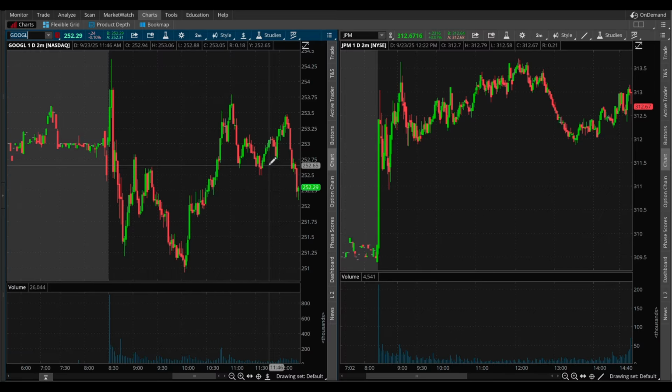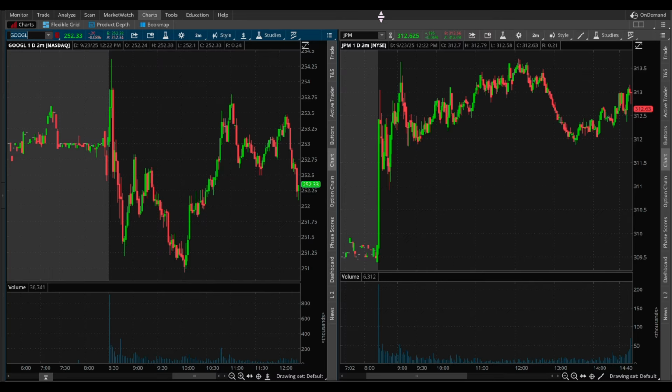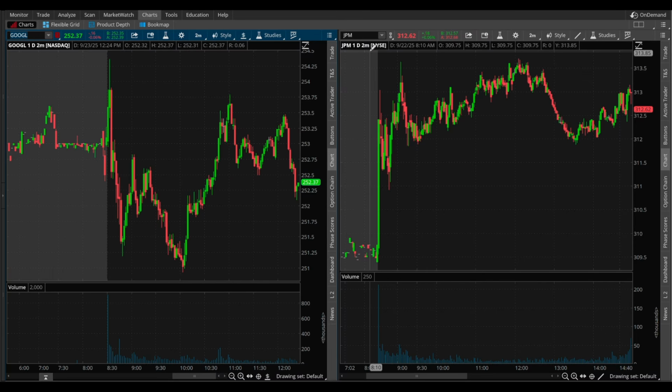So let's go ahead and jump straight into it. As y'all can see here, I have Google pulled up on the left side of the chart, and I have JPM pulled up over here on the right side. Now the first pattern I want to discuss is going to be here on the left side with Google, and we're going to look at the bull flag.